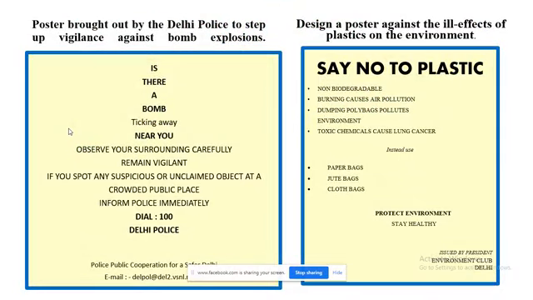Now, here are some more examples for you. In the first, you see the poster by Delhi Police for vigilance against bomb explosion. Is there a bomb ticking away near you? Observe surrounding carefully, remain vigilant. If you spot any suspicious or unclaimed object at a crowded public place, inform police immediately. Dial police and issuing agencies. See, you may see the font. No grammatical rule as such. All caps are used except this place. So you may use any style whichever you wish to.